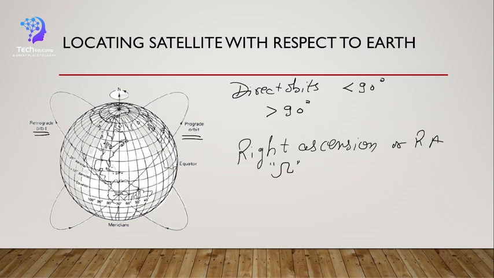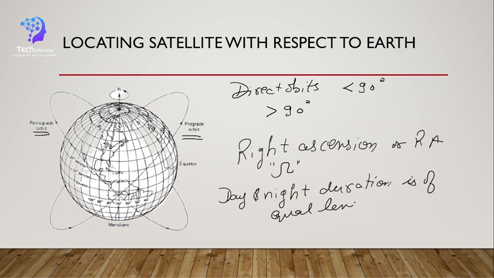Now what do you mean by the first point of Aries? It means where the day and night duration are of equal length, where the duration of day is equal to the duration of night, and that date comes on March 21st. I hope you understand this much till now.